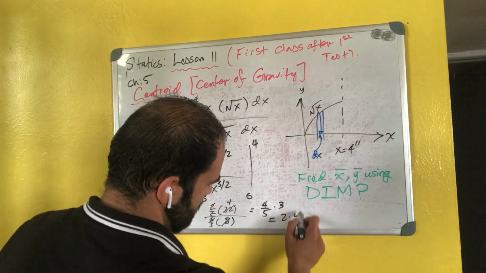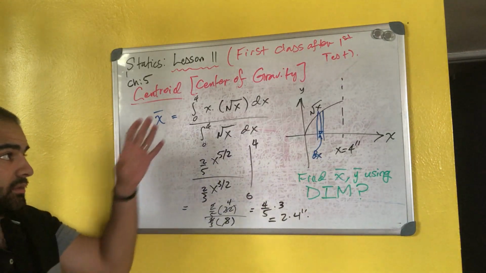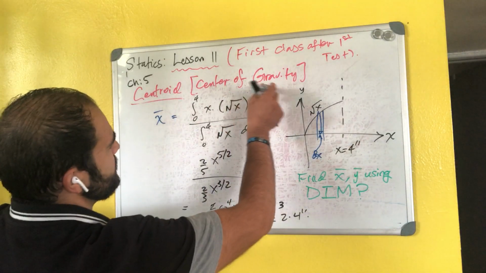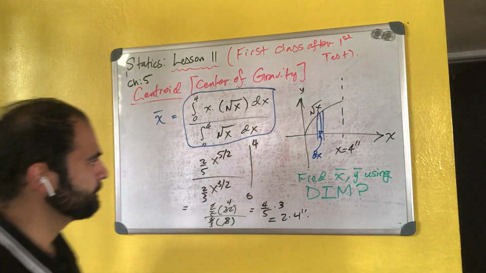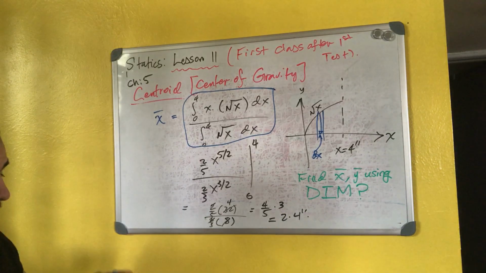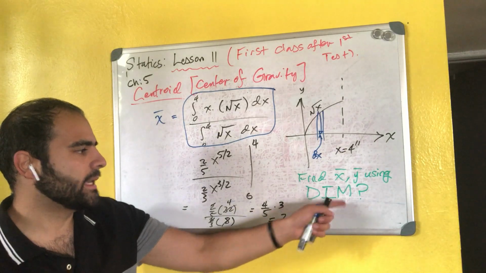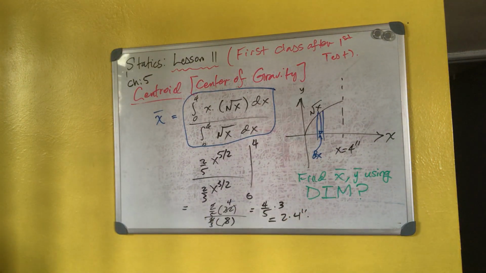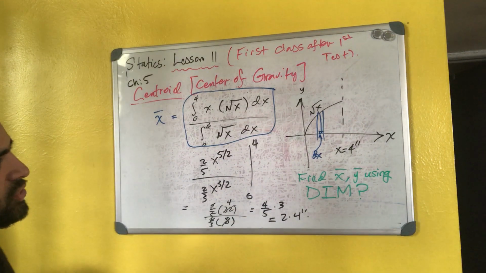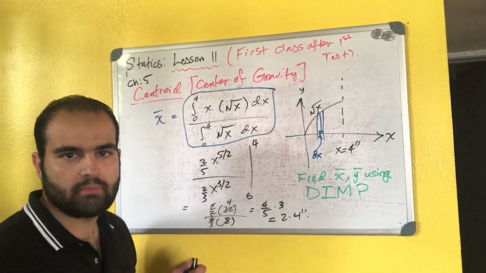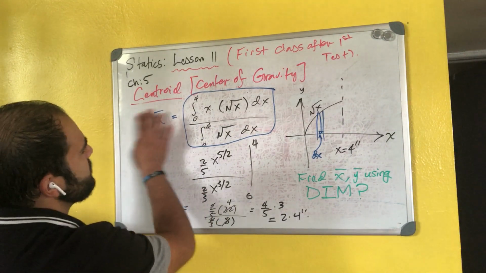Hypothetically, this is in inches. I'm not here to solve exactly the whole problem after I set this up. That's your task, most likely. Let's talk about solving y bar using DIM, the direct integration method. In the next class, hopefully tomorrow or Saturday, we are going to talk about the other method, which is the most important method for centroids.